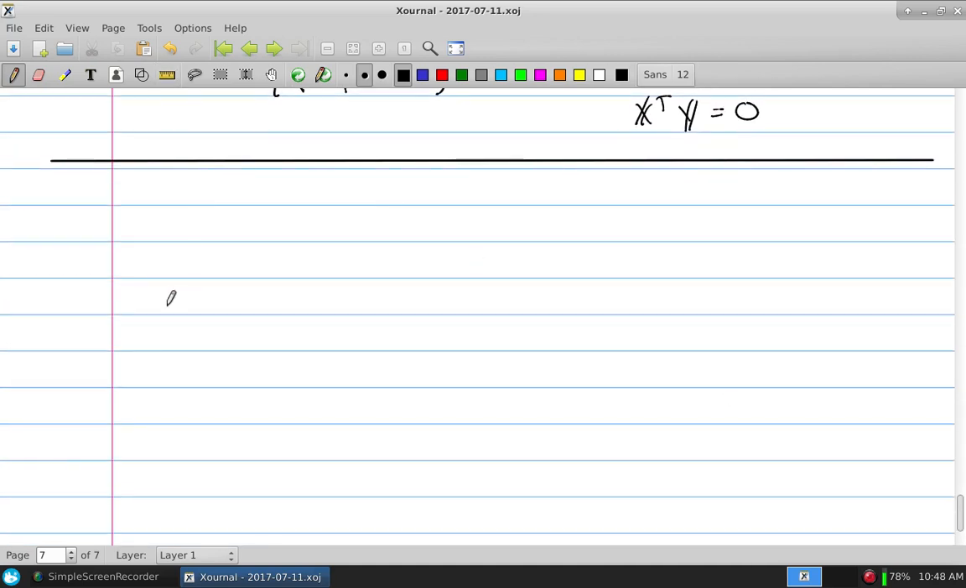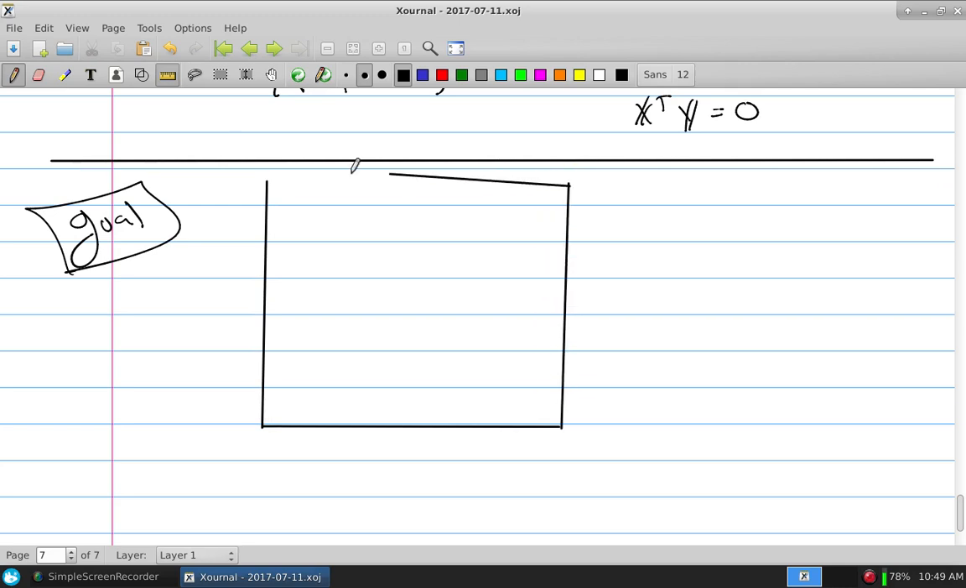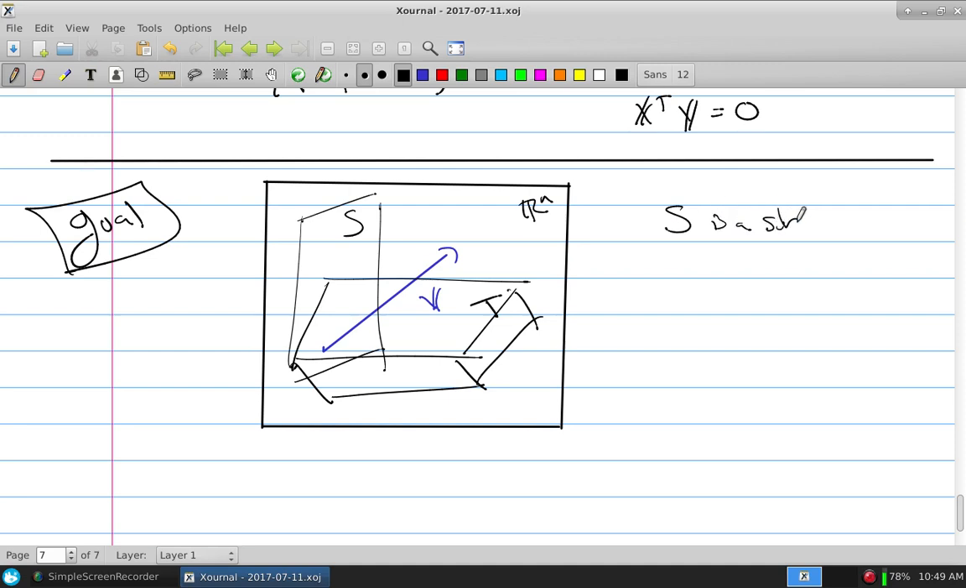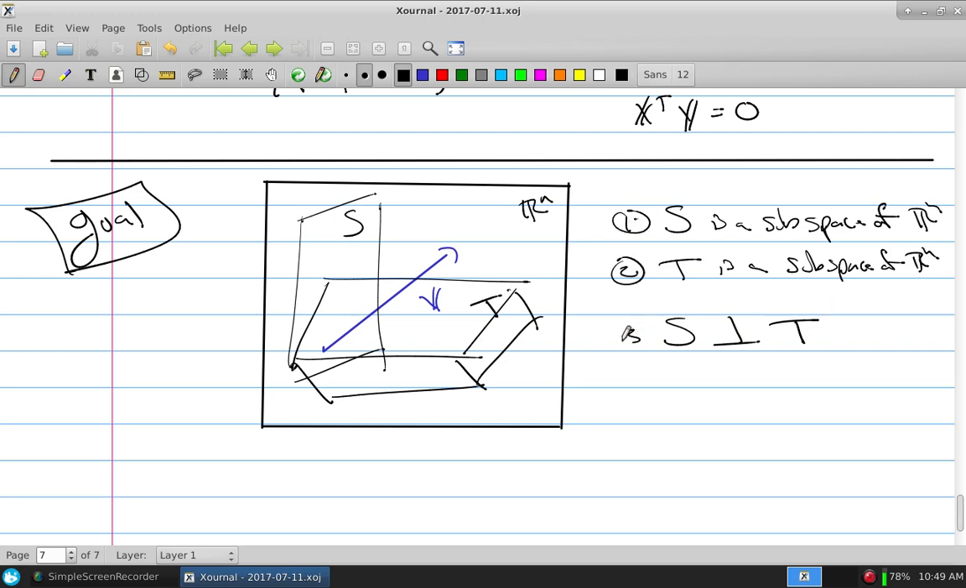The idea here and the goal of this concept is to have some sort of larger vector space, say Rn, and in Rn is a vector, let's say V, and within this I'm going to have two subspaces. I'll write it as a plane like this, and I'll call that subspace S, and I'll have some sort of other subspace, let's make it into a volume, because maybe it's three-dimensional. I'll call that T. So S is a subspace of Rn. T is a subspace of Rn. S and T are orthogonal. And so that's one thing that's going to happen.